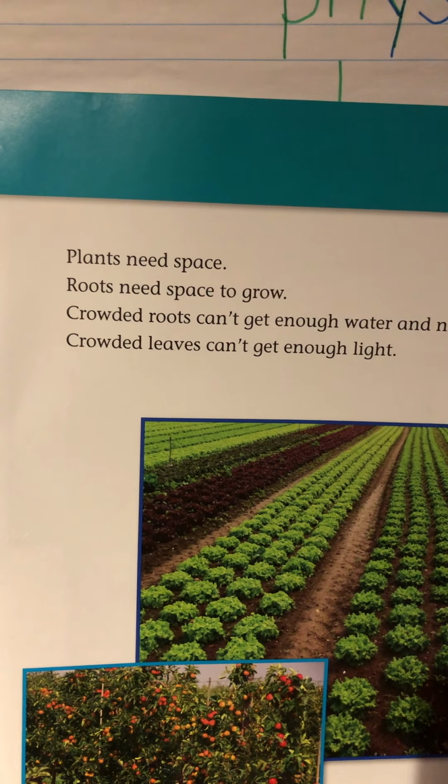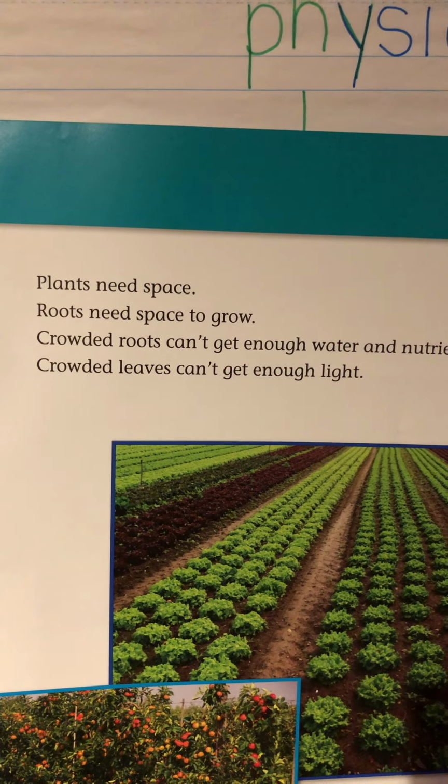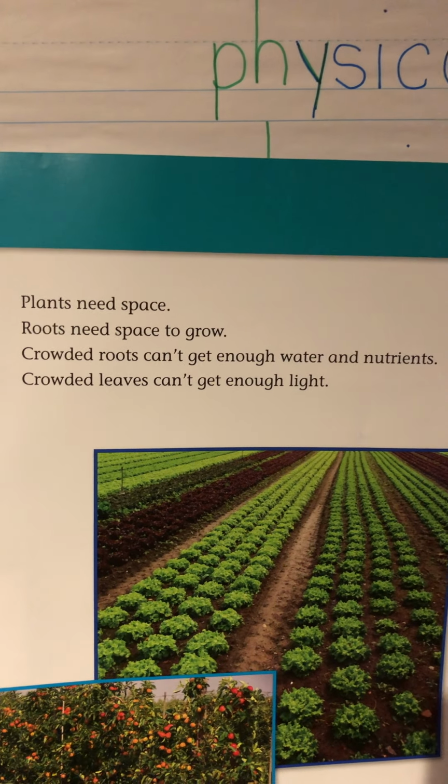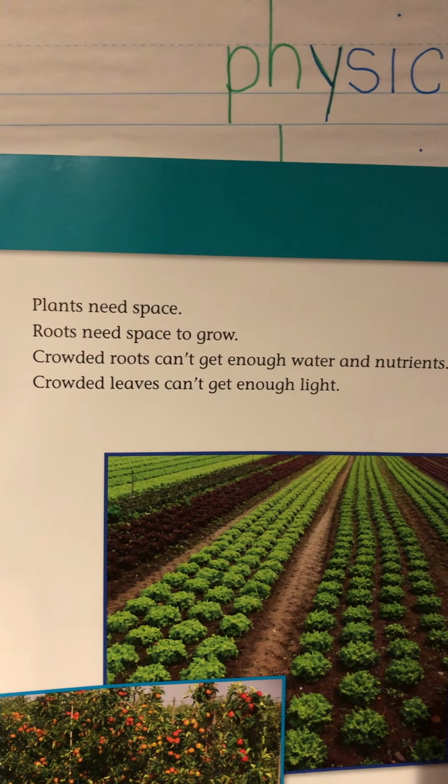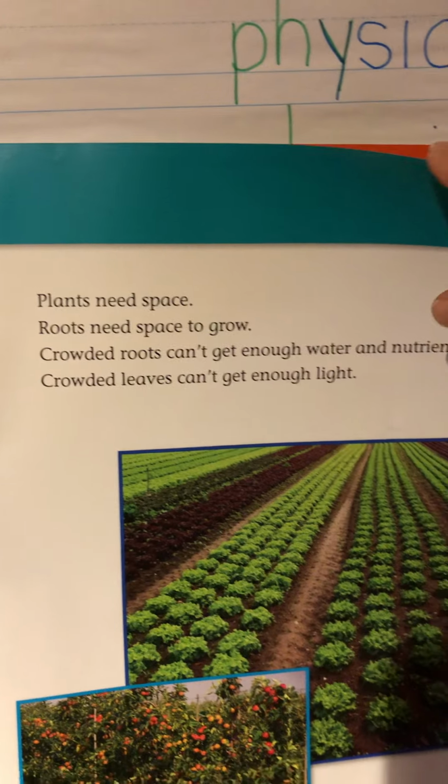Plants need space. Roots need space to grow. Crowded roots can't get enough water and nutrients. Crowded leaves can't get enough light.